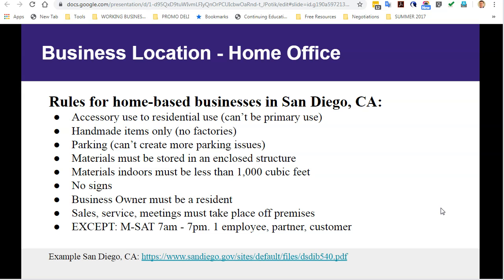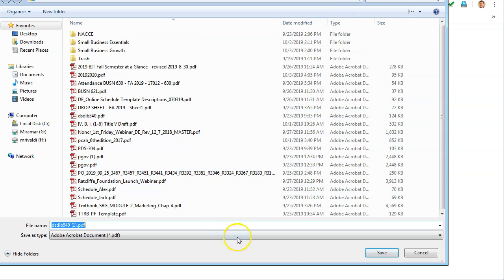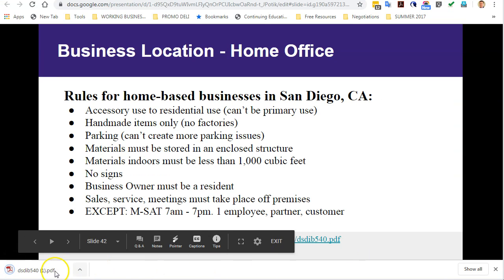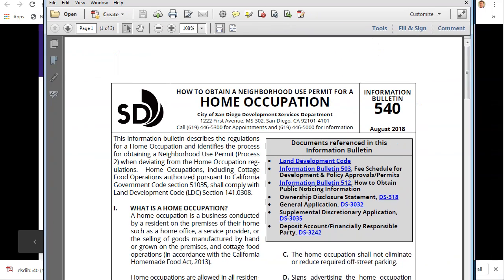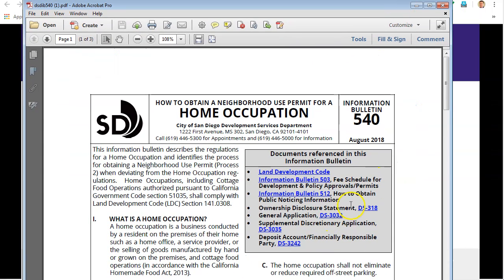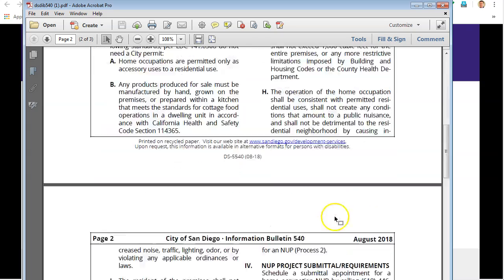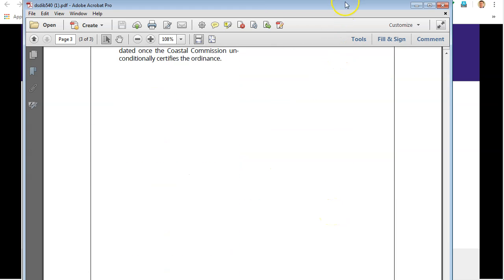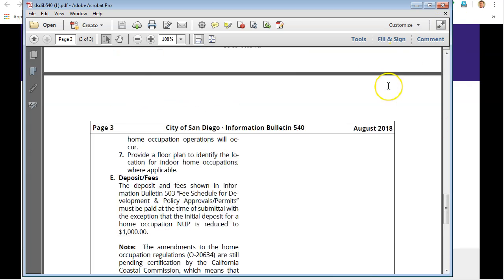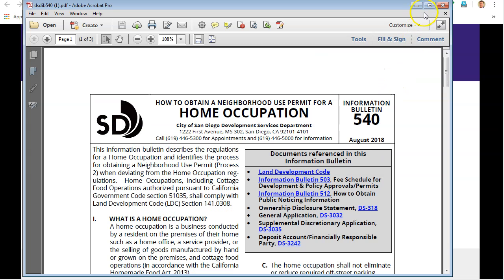Again, I encourage you to look at the City of San Diego. I think this link here does show some of the rules and regulations. Oh, here we go. I did pull this on the slides, where you can see how to obtain a neighborhood use permit for home occupation. This describes the process. Again, this might not be the most current, so you may have to go down to the city, but it does give you a good idea of the types of work that you can and can't do.